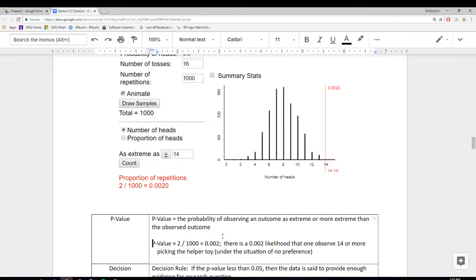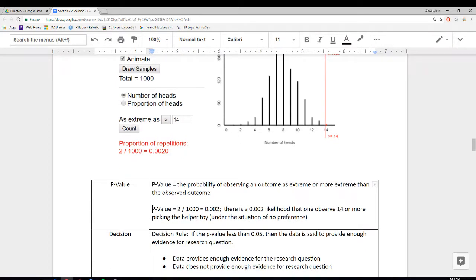So as I've stated here, this is an outlier, so this certainly suggests that children probably do have a preference. So even at a young age of 10 months old, these infants are able to separate the difference between a helper toy and a hinderer toy.